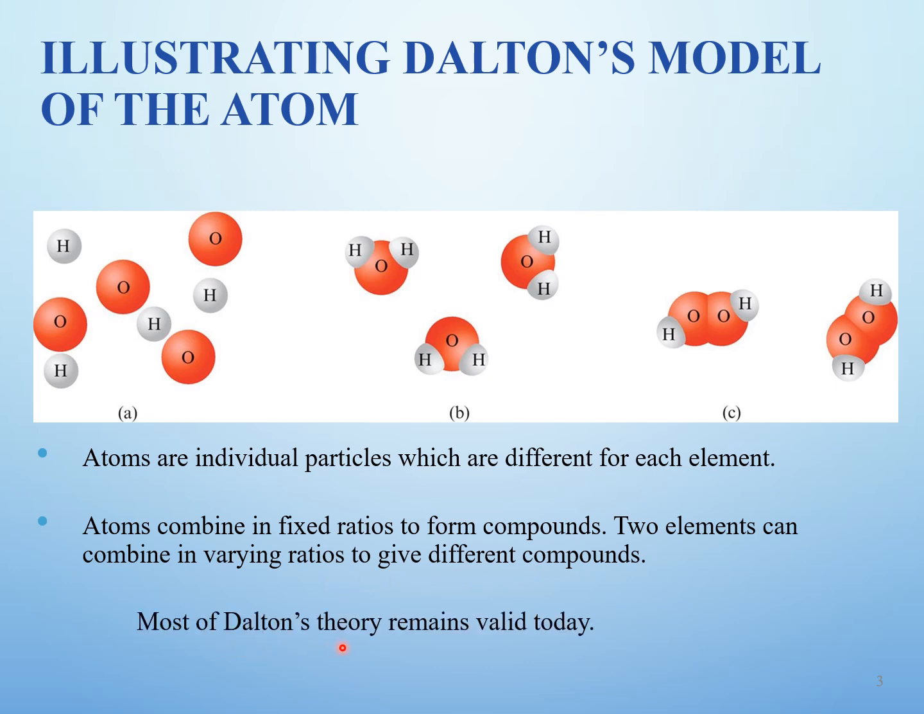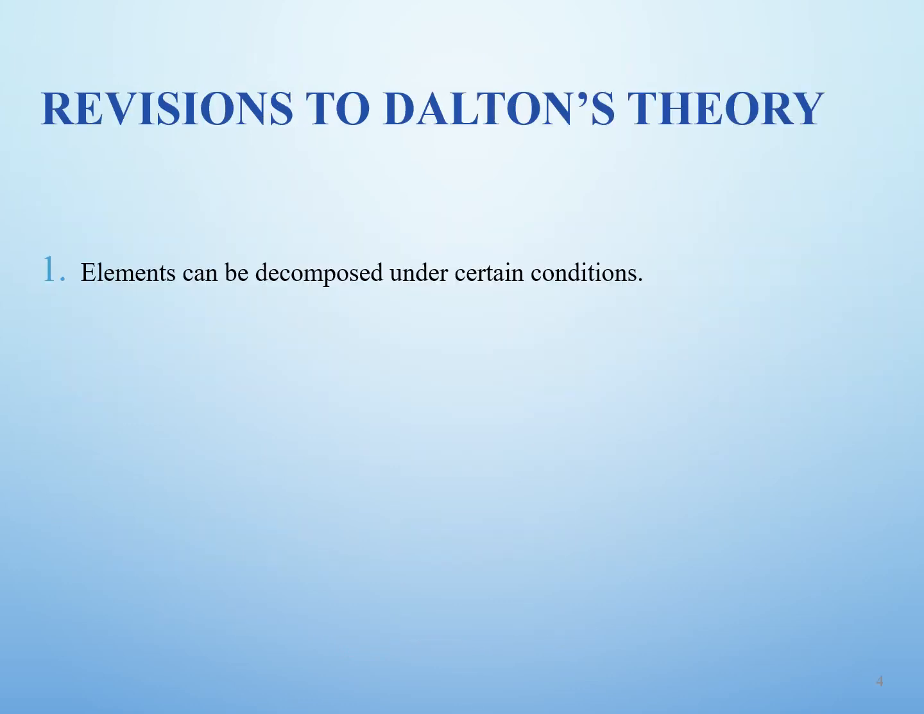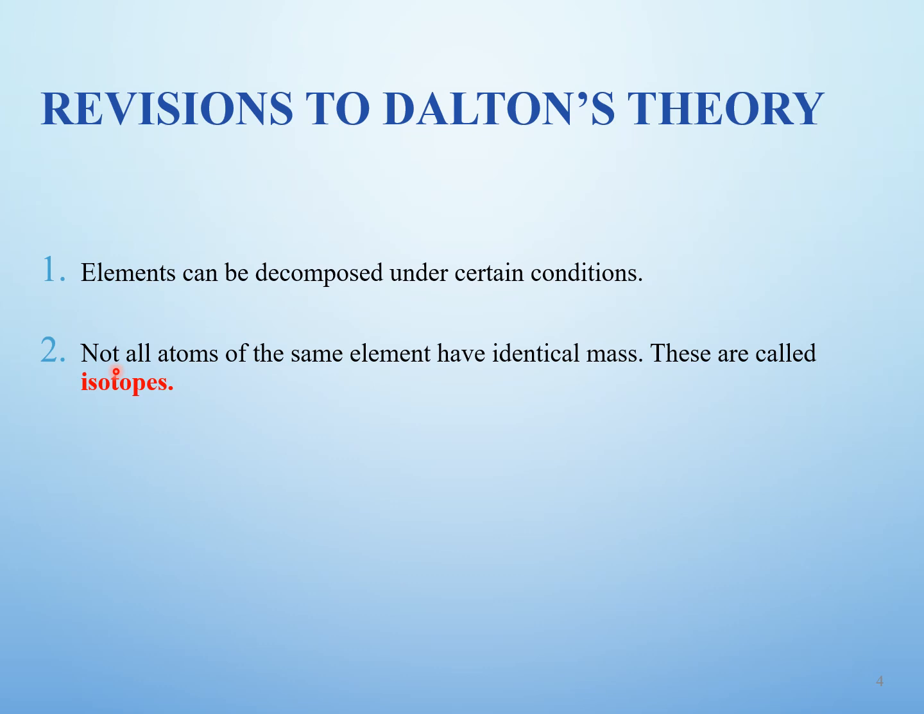Most of Dalton's theory still remains valid today. There are some revisions, basically things that we've learned that are not completely true. First, elements can be decomposed under certain conditions. Number 2, not all atoms of the same element have the same mass. These are called isotopes. Before this, Dalton just assumed everybody was going to be the same. Now we've learned that within one type of element, we actually have isotopes, so the masses are going to be a little bit different.